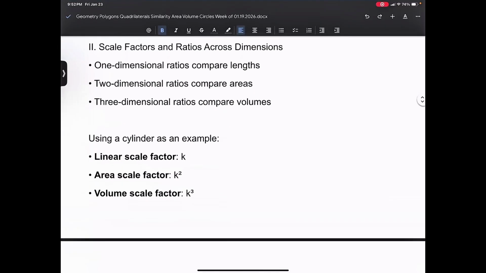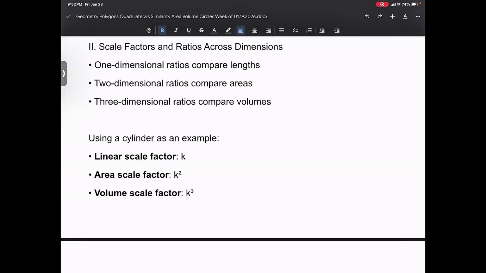Okay, next up is going to be scale factors and ratios across dimensions. And we're just going to review first, second, and third dimension, what that relates to, and of course keeping our scale factors in mind and how we need to change those. How do we apply our knowledge of linear ratios and our linear scale factor, and then work it up to area and volume?